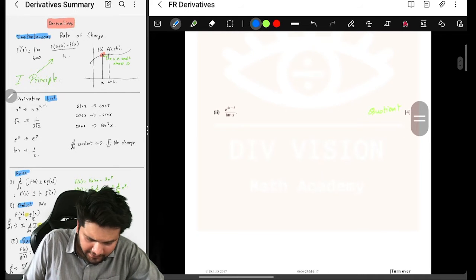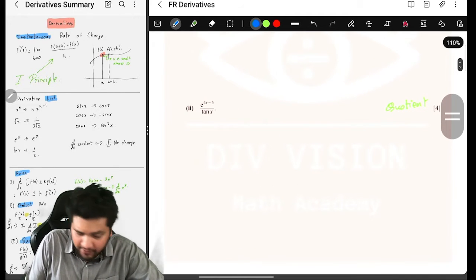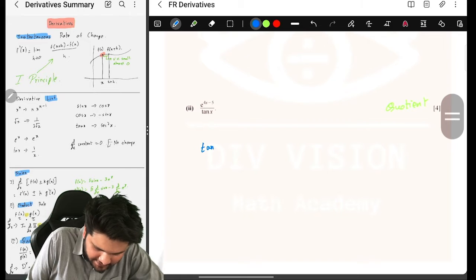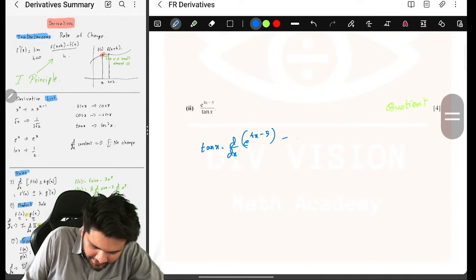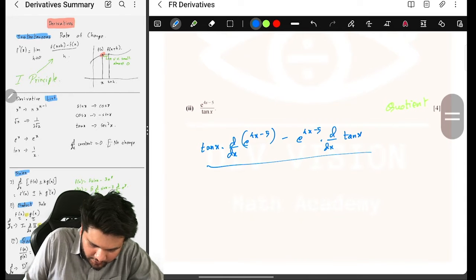The second one, here it's a quotient rule. As you can see, numerator upon denominator. So denominator, that is tan x, into derivative of numerator, which is e^(4x - 5). I'll just write it for the first one. e^(4x - 5) minus numerator, which is e^(4x - 5), into derivative of denominator, so d/dx of tan x, upon denominator whole square, so (tan x)^2.